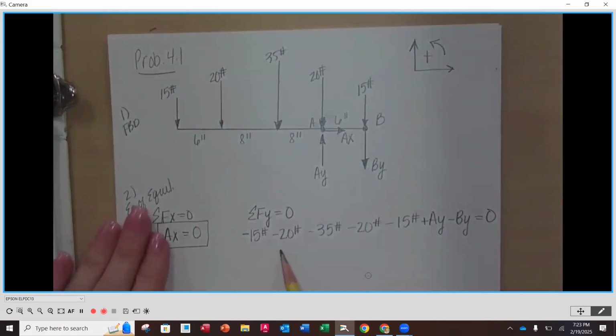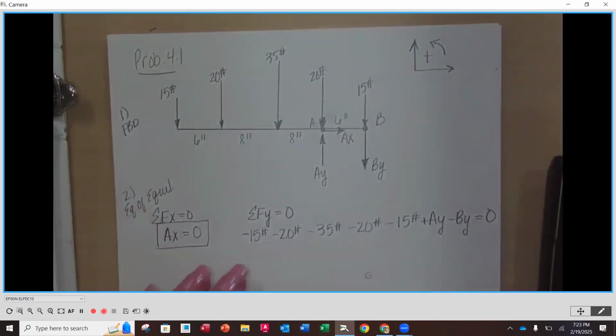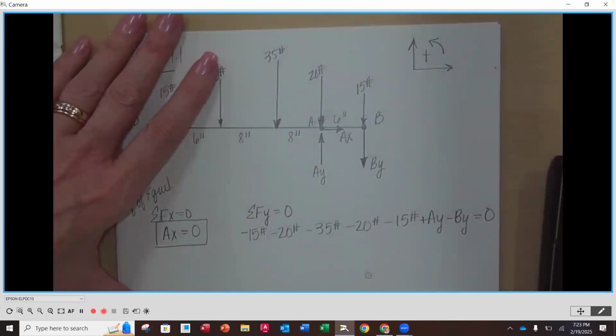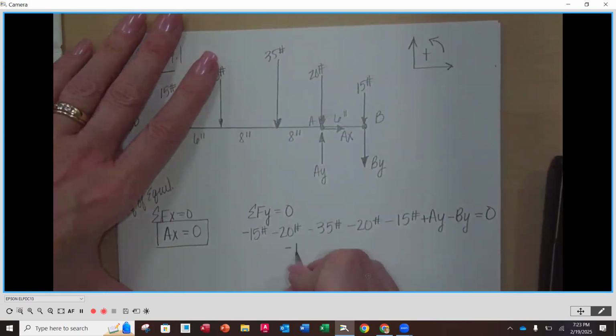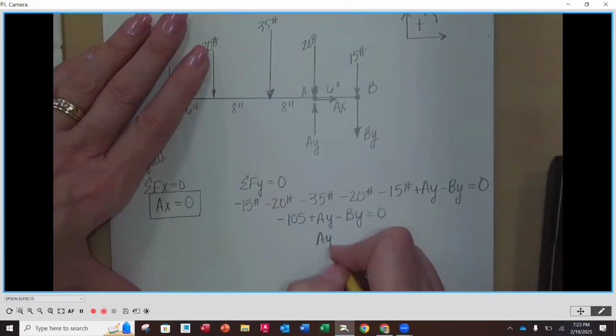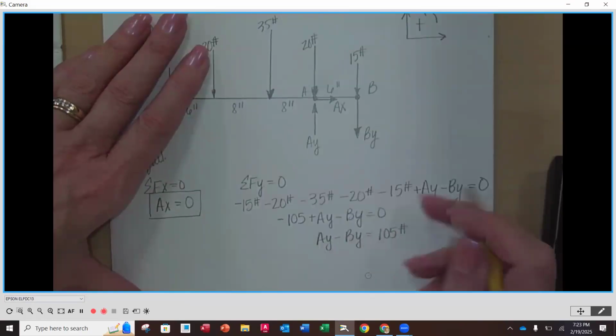So now that means that we can combine all 5 of those. That's 15 plus 20 plus 35, 20, 15. Do you get 105? Does that make sense, right? So we've got a negative 105 plus Ay minus By is equal to 0. I'm going to move that 105 to the other side. Ay minus By is equal to 105 pounds.